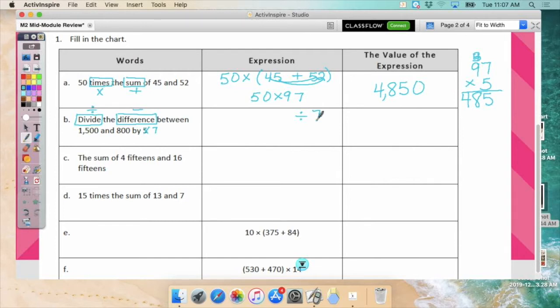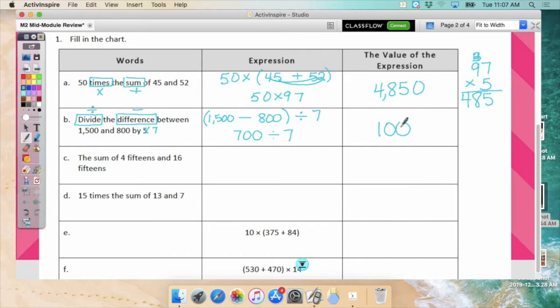Now my difference is what goes in the parentheses. So the difference between 1,500 and 800. So what's 15 minus 8? 15 minus 8 is 7. So it's 700 divided by 7. So can you do that in your head? Yes. What is it? It's 100.